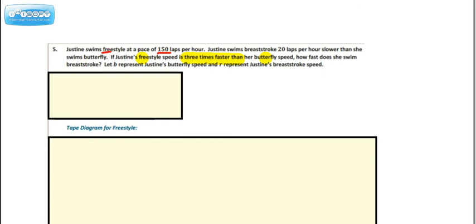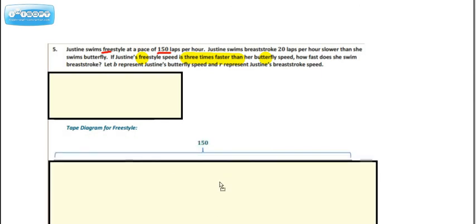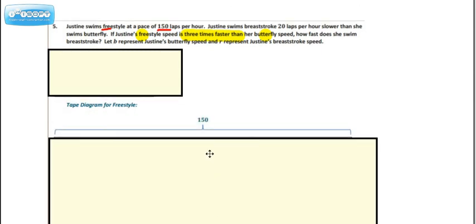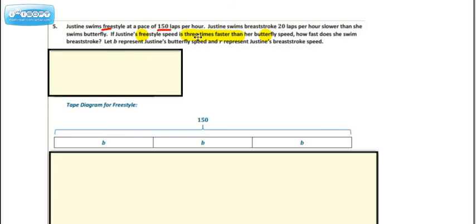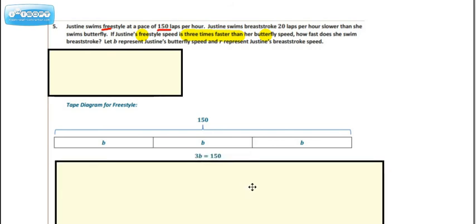So that means that we can create a bar which is going to be 150 long, and we know that for the butterfly, we need 3 of those to equal 150. And if we write an equation that represents that, it would look like this. 3 times B equals 150.